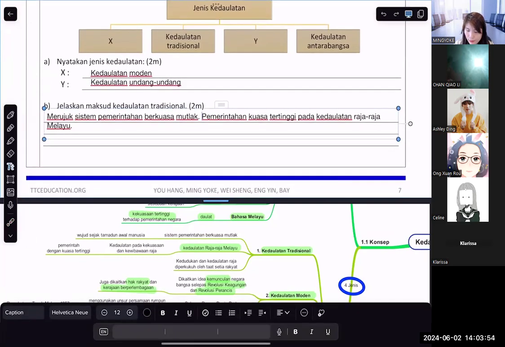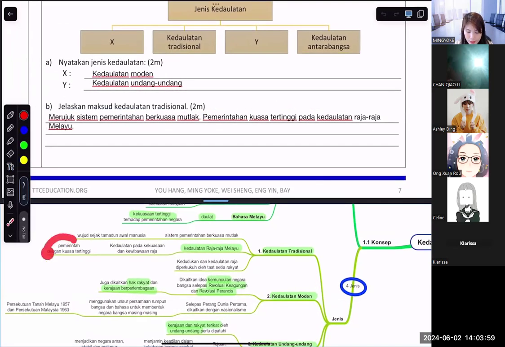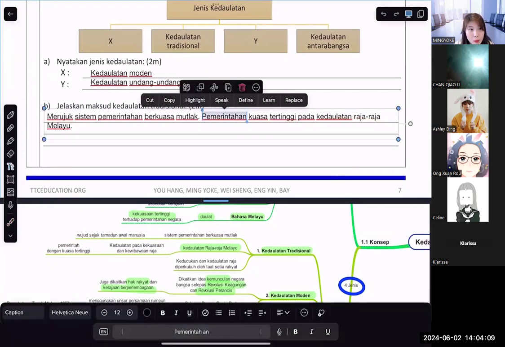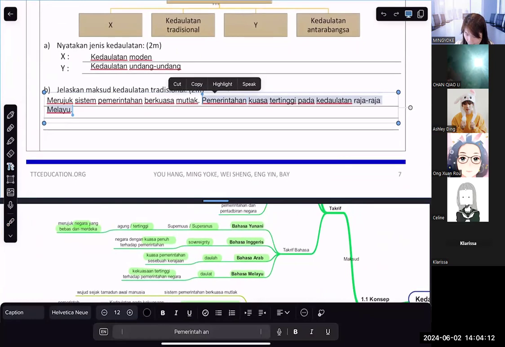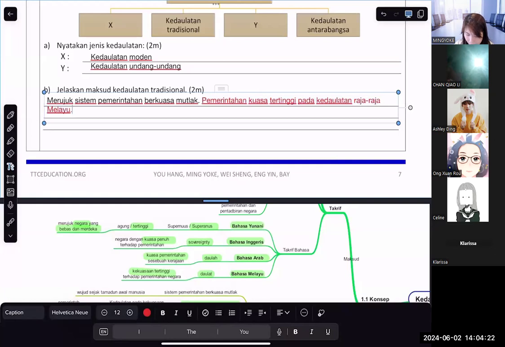You can also write what? Selain itu. Because pemerintahan kuasa tertinggi is another point. If I put it into one sentence like that, it's 1 mark only. So if you want to take advantage of 2 points, then you have to divide it out. How to divide it out? For example, I will put this as red color. Then I come back here. Okay. Then I put it as black color back. Then I'm going to tell you another way of writing.